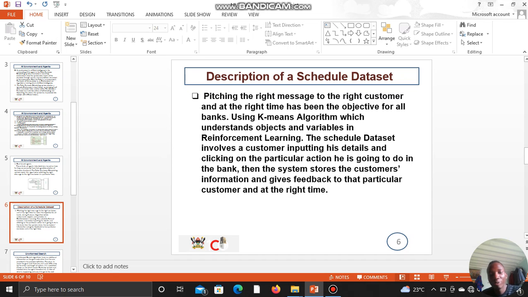Remember when I said that in machine learning types, supervised learning uses regression algorithms, unsupervised learning uses logistic regression algorithms, but in reinforcement learning we use the k-means algorithm, which understands objects and variables. So the schedule data set involves a customer inputting his details and clicking on a particular action he is going to do in the bank. The system stores the customer's information and gives feedback to the particular customer.